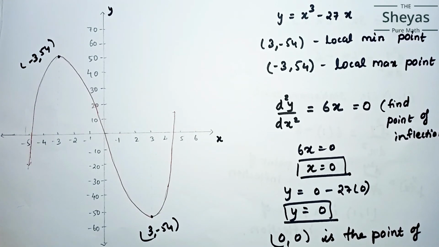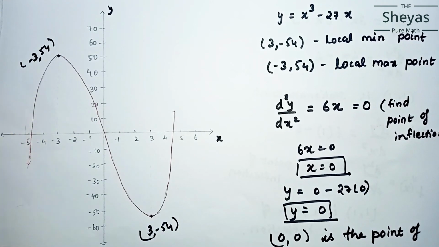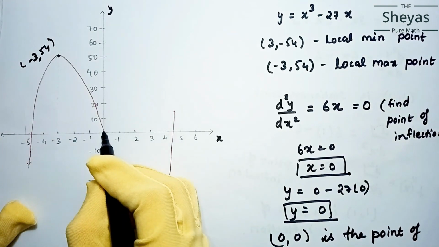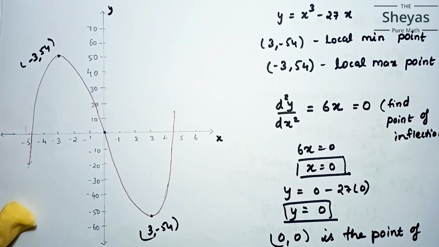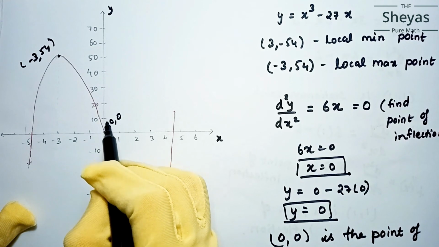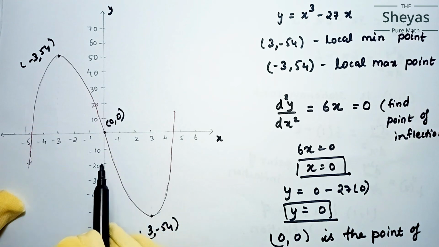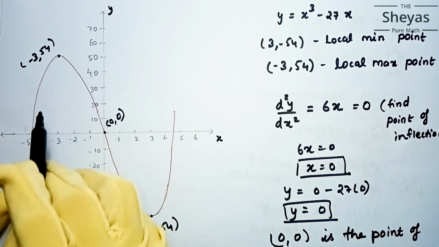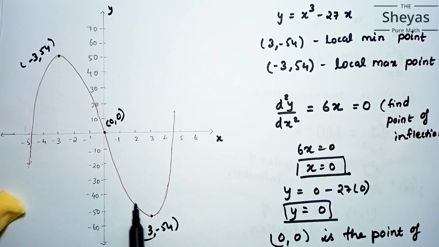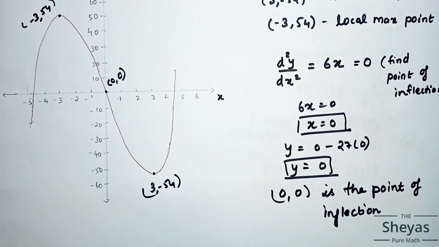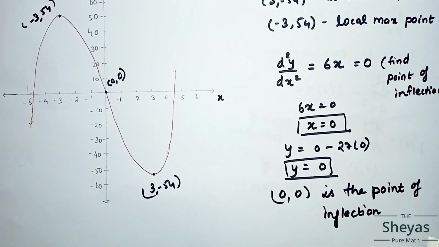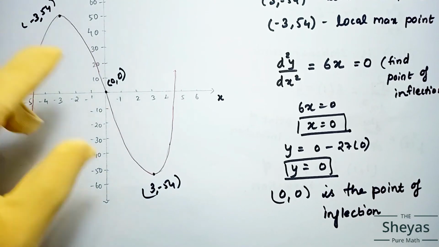And just see in our graph, so this is the point of inflection. Just see in this graph, 0, 0 is the point of inflection. So this is the 0, 0 and this is the point of inflection, which means that the concavity changes. Here it is concave downwards and here it is concave upwards. So 0, 0 is the point of inflection and we have sketched the graph also.